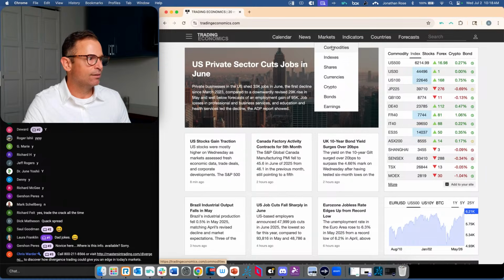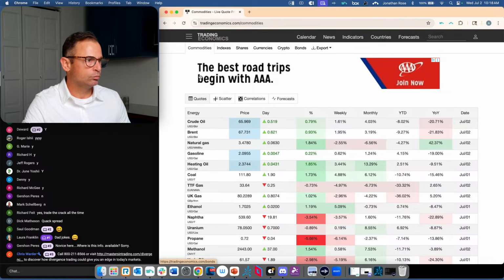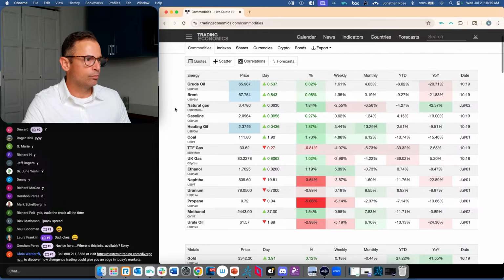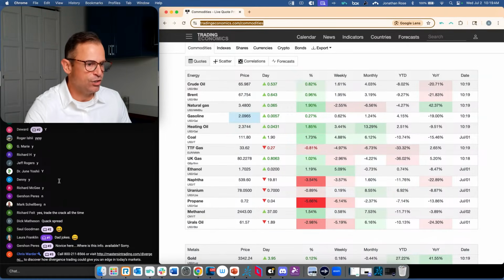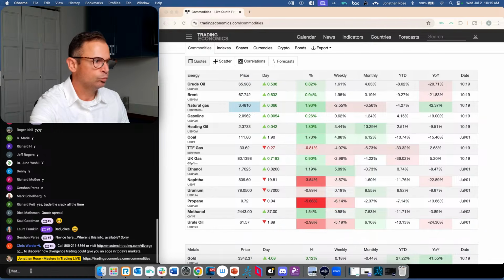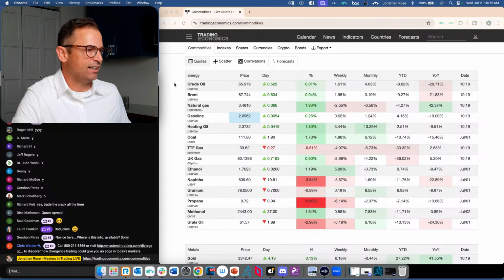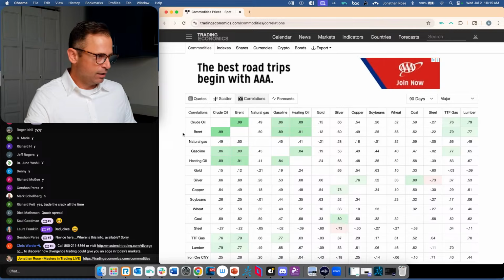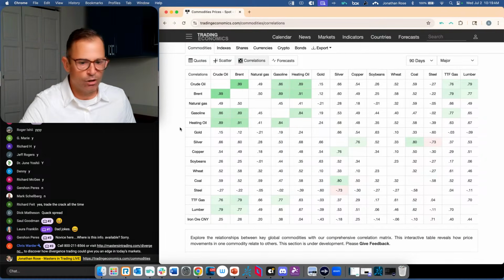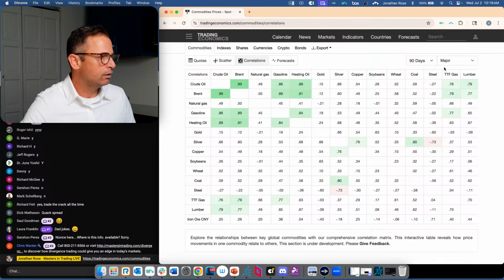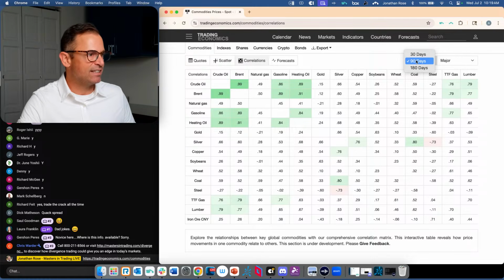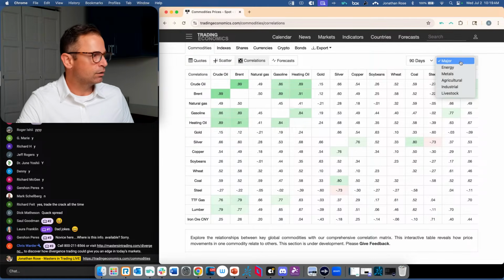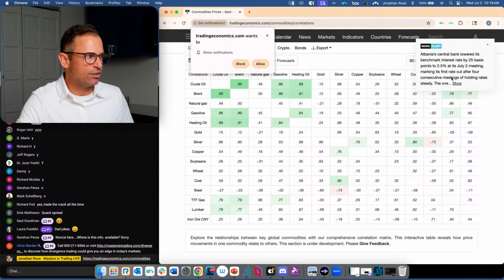Markets. Commodities. I'll put this in the chat for you guys. So look what they did here. This is fantastic. You go to this site, correlations, bang that correlation, and then you have a phenomenal correlation matrix. 30 days, 90 days, 180 days. Play around, go to 30 days. Look at the energy complex, the metals complex, the ags complex.